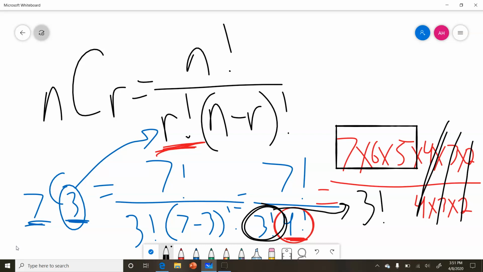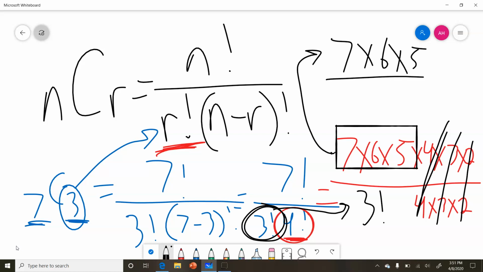So now I have to do it again, and I keep this guy the same and just bring him up here, and I go 7 times 6 times 5 divided by 3 times 2 times 1. So then I multiply across. On the bottom I get 6, and on the top I get 42 times 5, which if you're using your calculator, which I would highly suggest, you get 210. So I get 210 divided by 6.